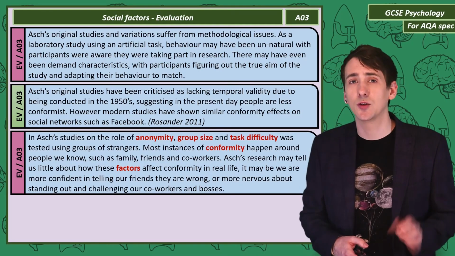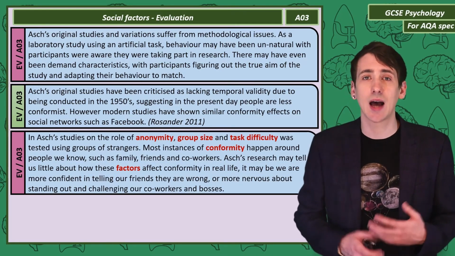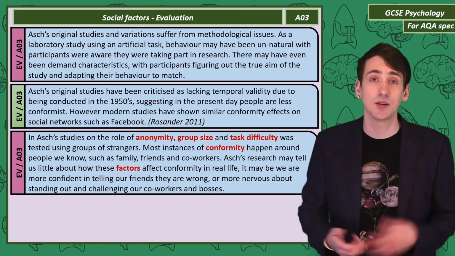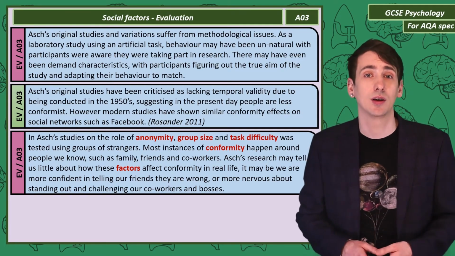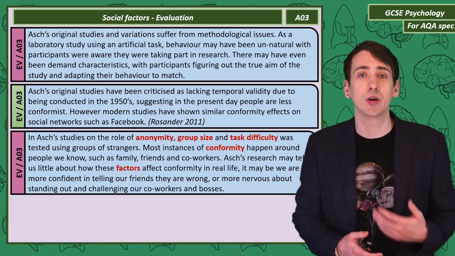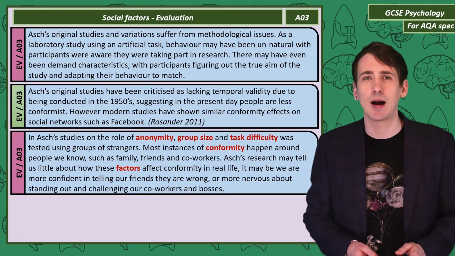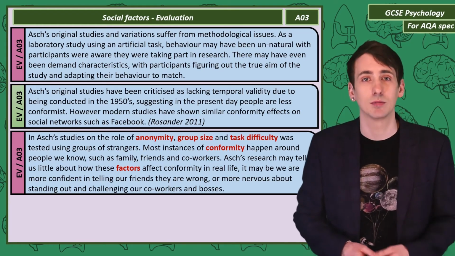All of Asch's variations were conducted on groups of strangers. However, most examples of conformity happen around people we know, friends, family, or co-workers. It might be easier or harder to resist conformity around people we know and care about. So Asch's research might tell us little about how conformity works in the real world.